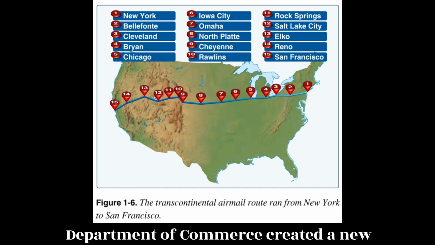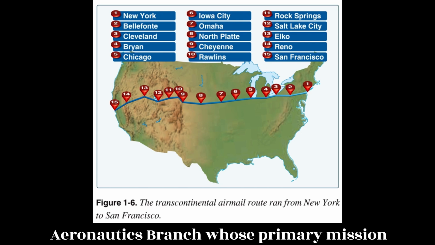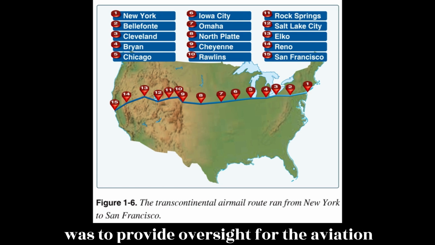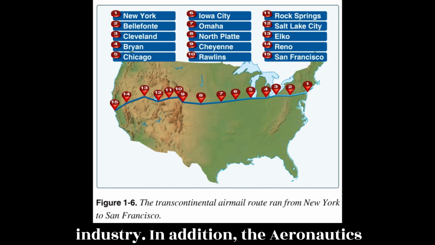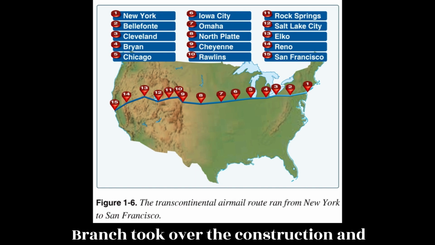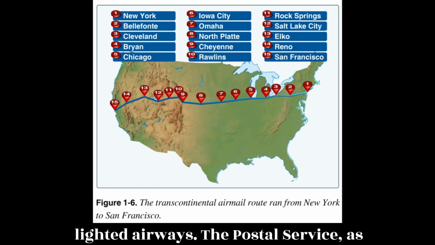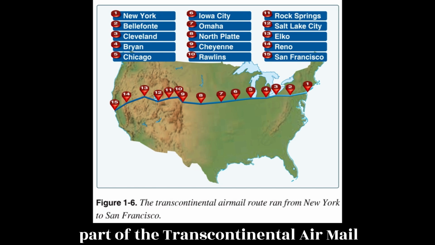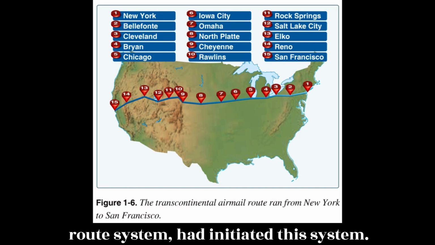The Department of Commerce created a new aeronautics branch whose primary mission was to provide oversight for the aviation industry. In addition, the aeronautics branch took over the construction and operation of the nation's system of lighted airways. The Postal Service, as part of the Transcontinental Air Mail Route System, had initiated this system.